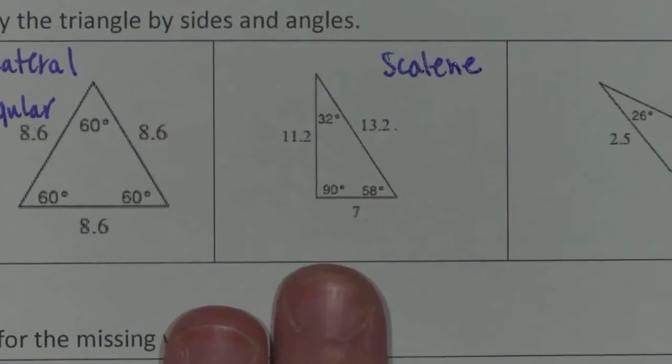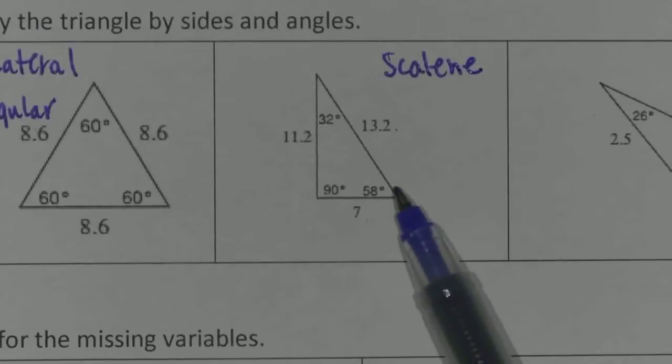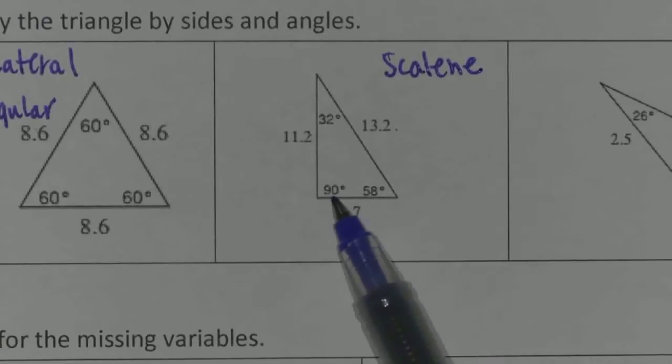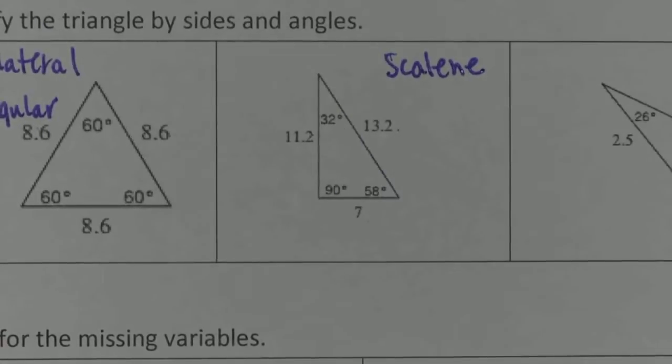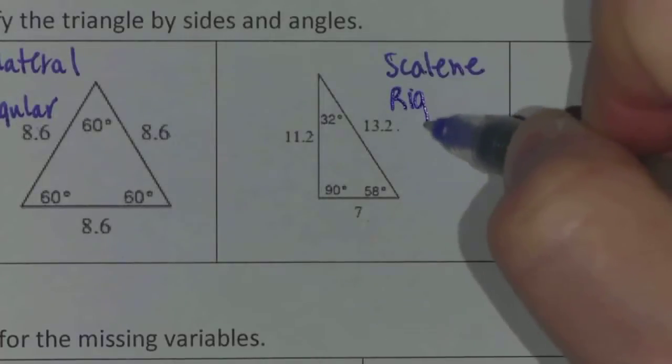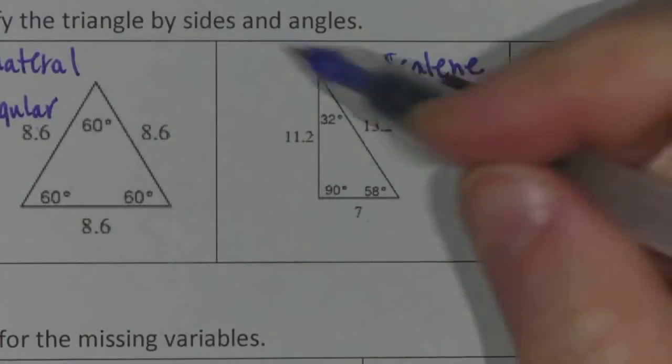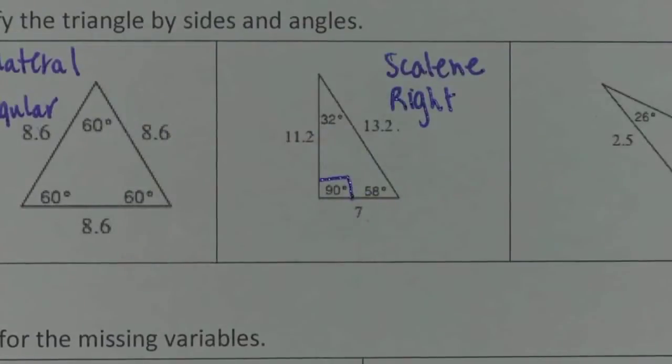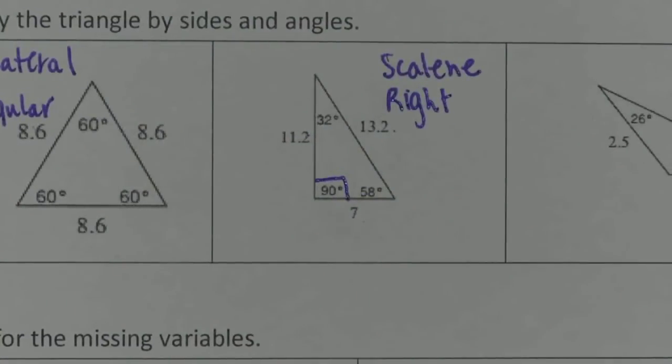Then we're going to look at the angles. We have a 58-degree angle, a 90-degree angle, and a 32-degree angle. So classify it by its angles now. Right. It is right. Nice. Okay, it's right because it has one 90-degree angle right there.